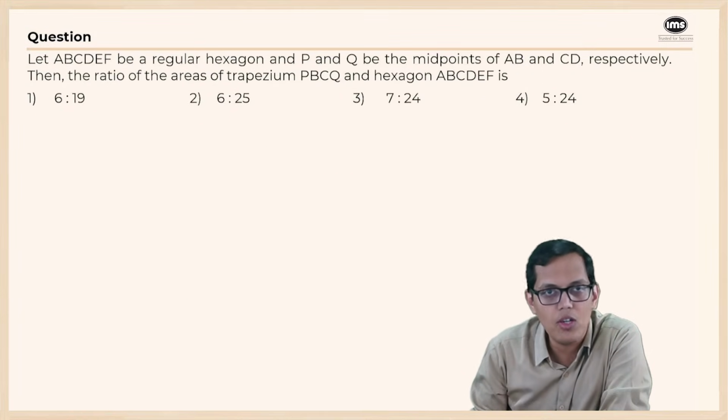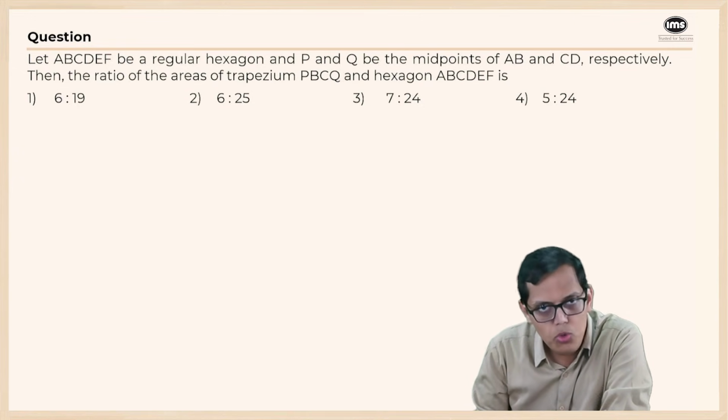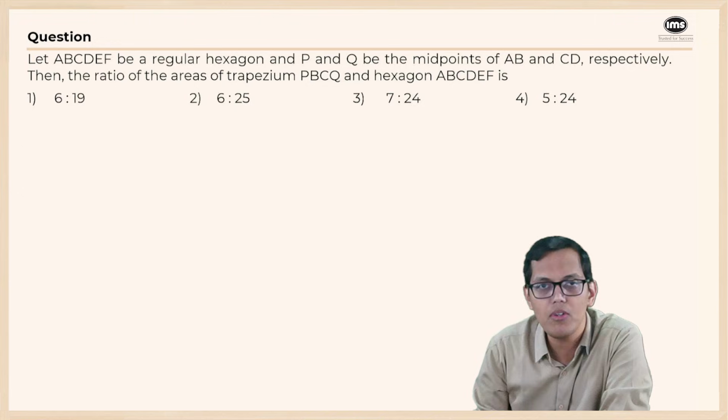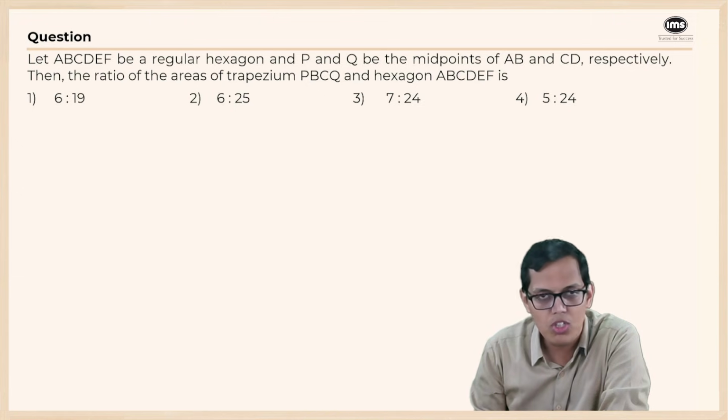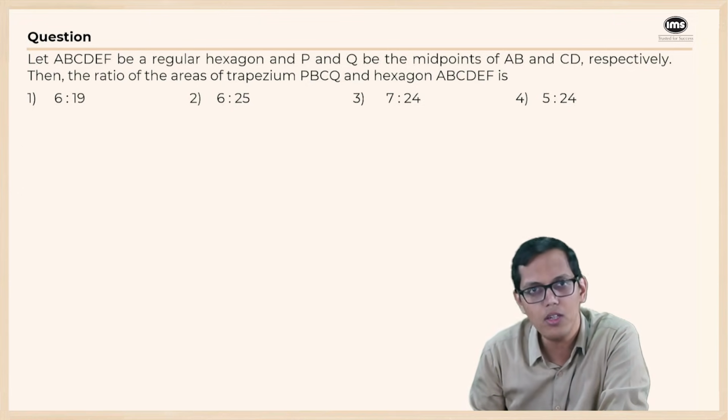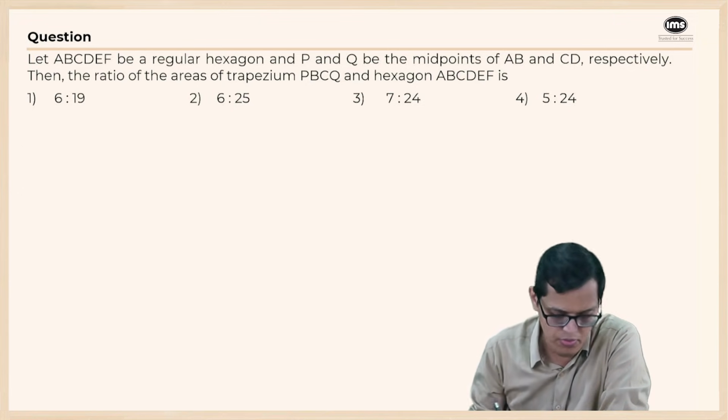This question has a hexagon. ABCDEF is a regular hexagon. P and Q are the midpoints of AB and CD. Then we have to create a trapezium PBCQ, and we have to find its area against the area of the actual whole hexagon, that is ABCDEF. First of all, let's draw a very decent looking regular hexagon ABCDEF.